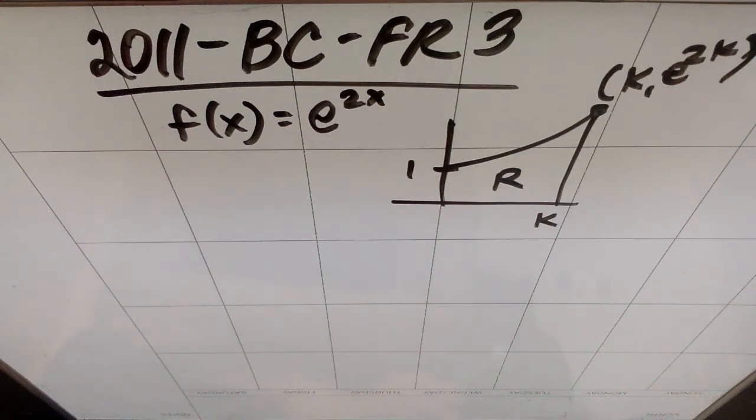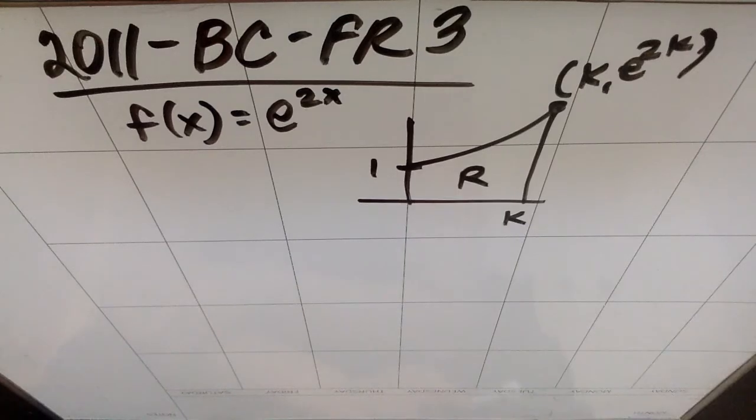And BC free response 3. Let f of x equal e to the 2x. Let R be the region in the first quadrant bounded by the graph of f, the coordinate axes, and the vertical line x equals k, where k is greater than 0. The region R is shown in this figure. Again, much better on the real AP than on my crappy drawing, but you'll survive.